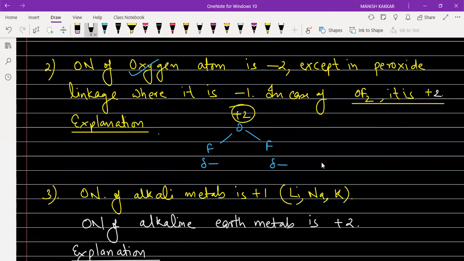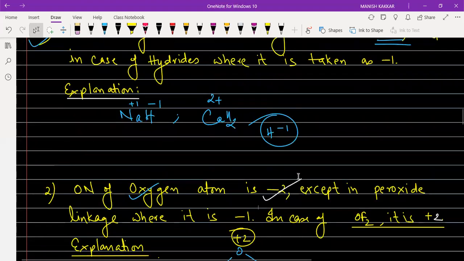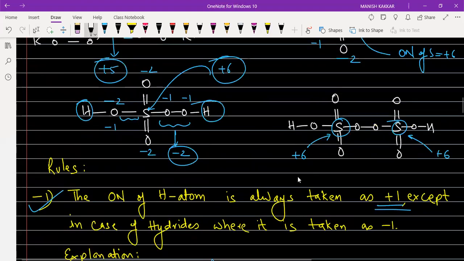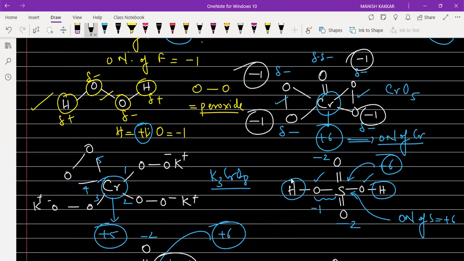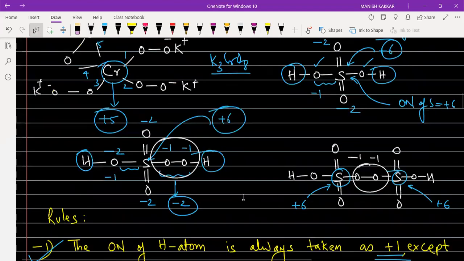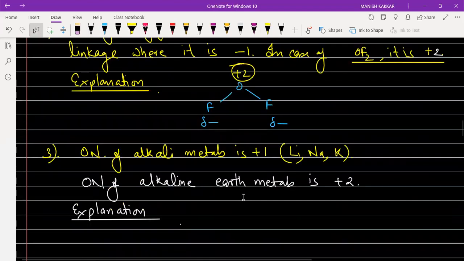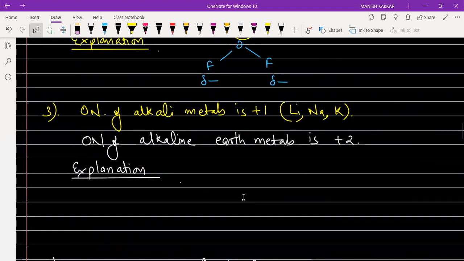It is +2, ठीक है। अदरवाइज ऑक्सीजन कौन सी स्टेट में है? -2 में। और ये बात हम ऑलरेडी देख चुके हैं कि जहां कहीं भी पेरोक्साइड लिंकेज आया, वहां पर ऑक्सीजन का ऑक्सीडेशन नंबर क्या हो गया? It is -1, ठीक है। It is -1 oxidation state. So this is the rule that we can apply for calculating the oxidation number.